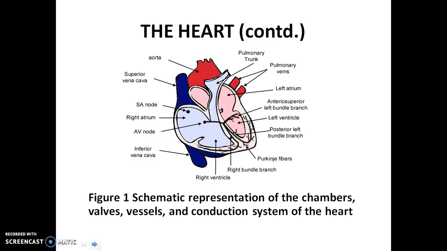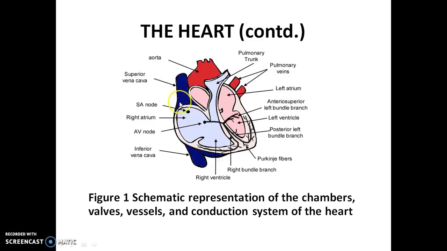Now we can see a very beautiful diagram of the heart. This diagram represents the different chambers of the heart, different valves, vessels, and the conducting system of the heart. As we discussed, the heart has four chambers: right atrium, left atrium, right ventricle, and left ventricle. And let us see what happens in the heart.